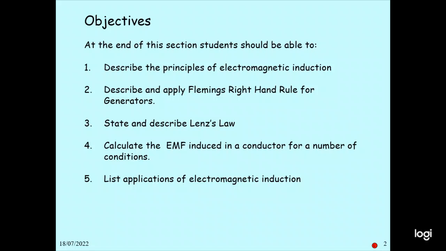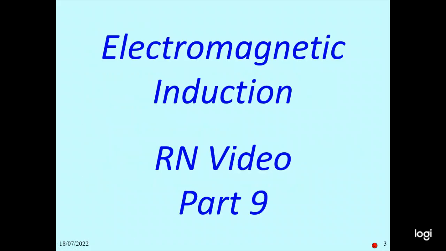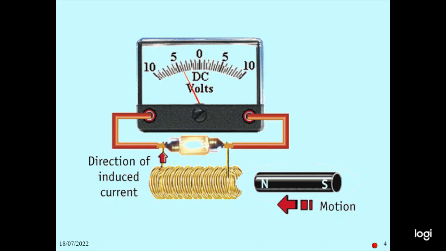So this is a coil here. When the magnet moves into this coil, it produces a voltage and current. So the current will indicate this direction. When the magnet moves out in this direction, the current is reversed. So this is electromagnetic induction.